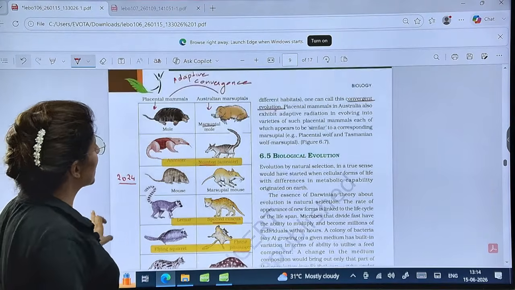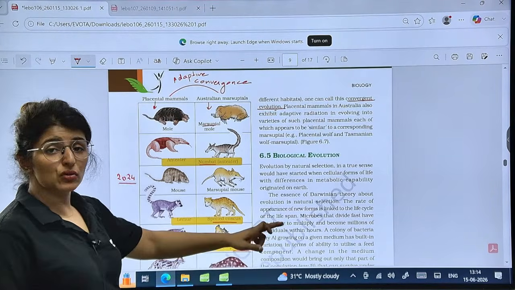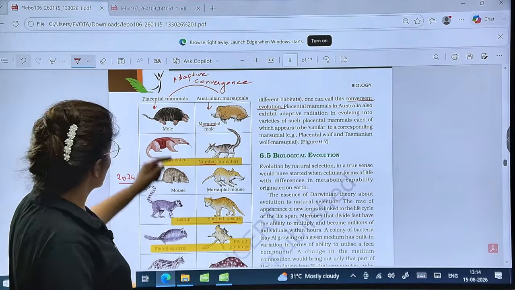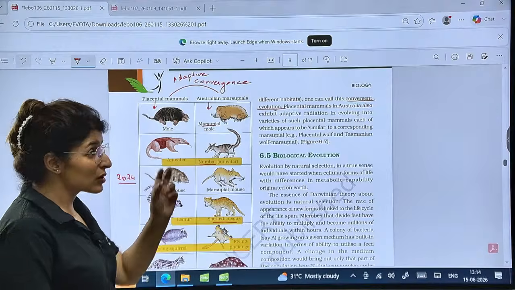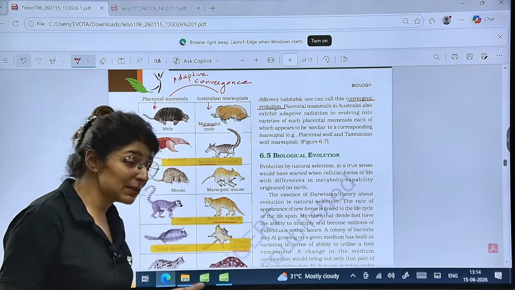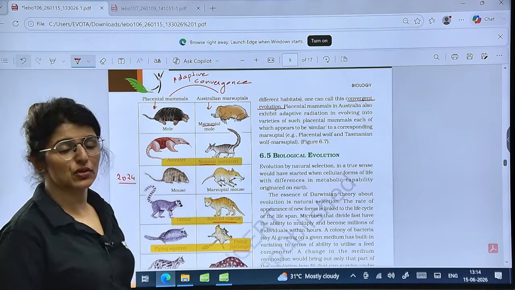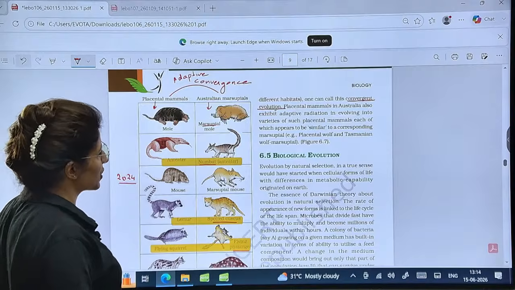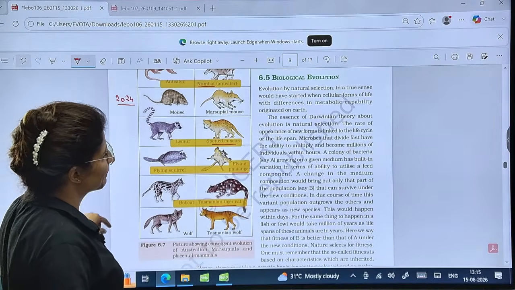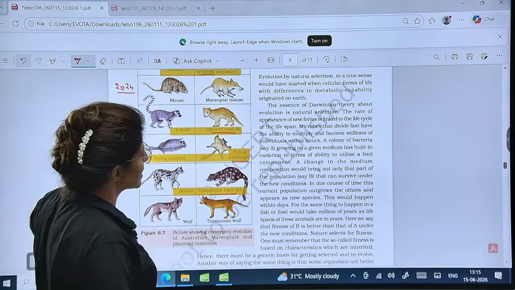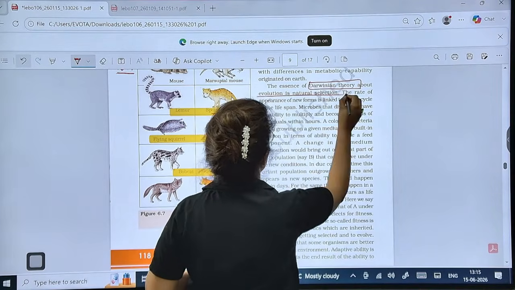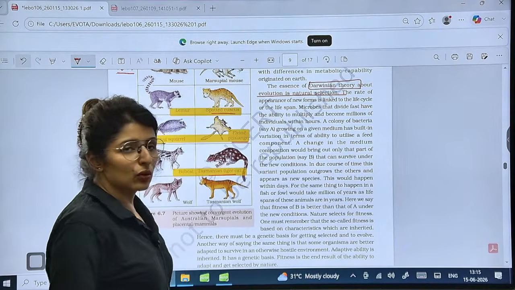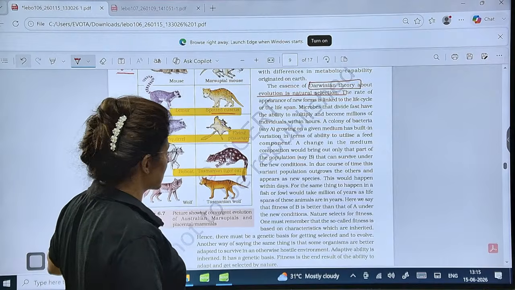Number one, you can be asked which of the following set belongs to the Australian marsupials. You can be asked which of the following set of animals belongs to placental mammals, and also which of the following sets exhibit convergent evolution. So there are three different types of questions that can come up. Is that clear? Now, biological evolution, the essence of Darwinian theory. What does Darwinian theory belong to or believe in? Evolution through natural selection. Is that clear?